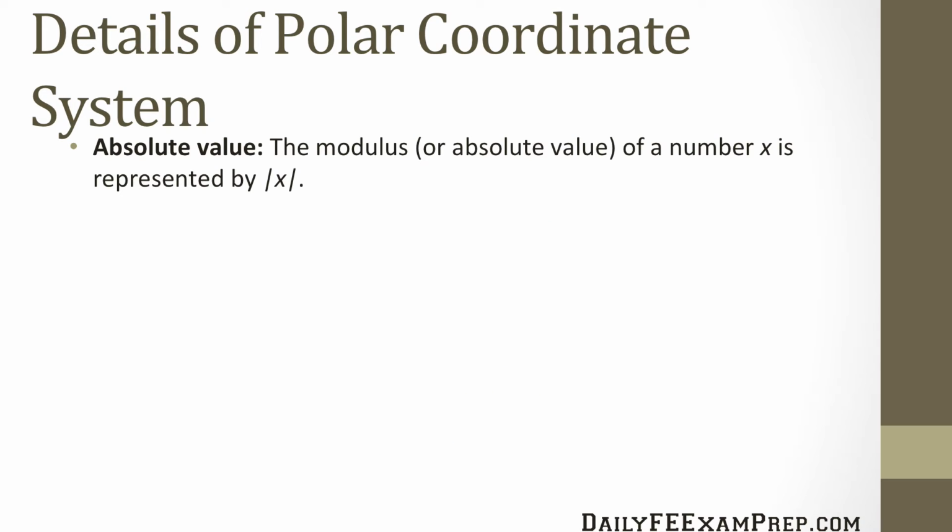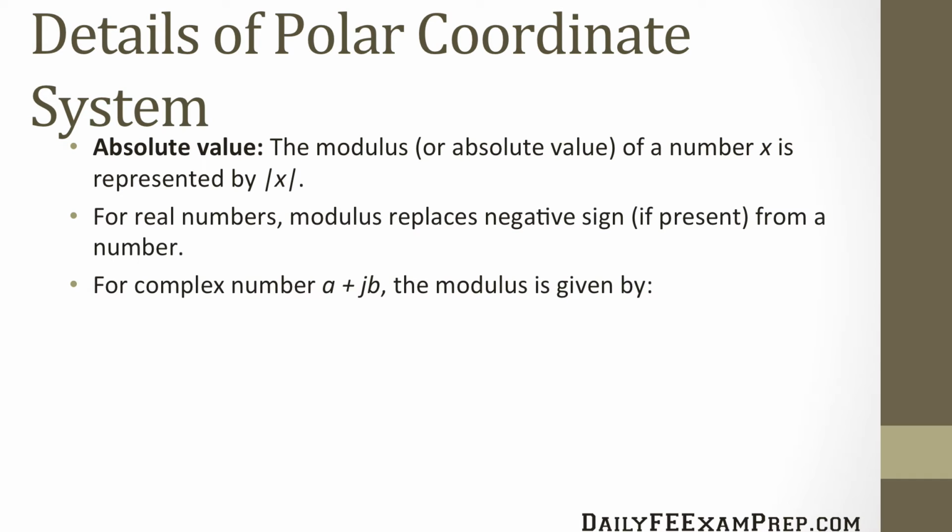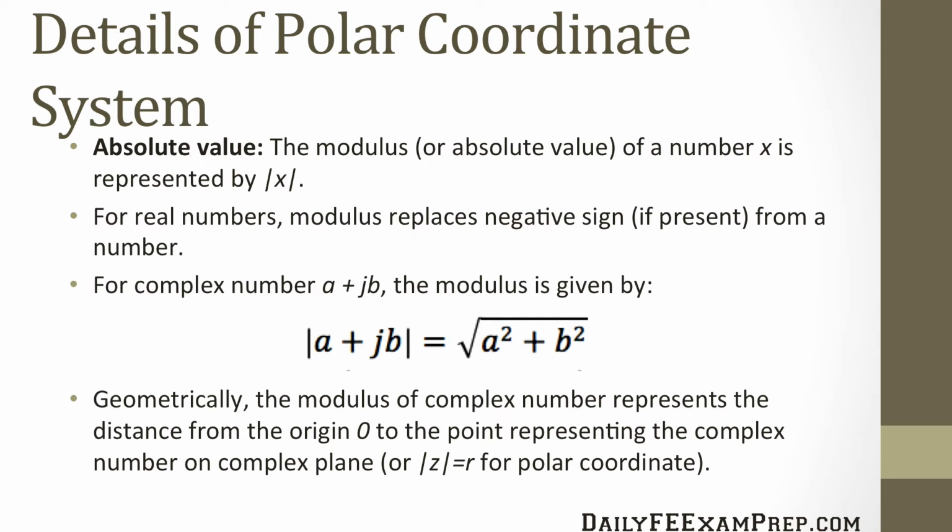So, absolute value. Now the modulus or absolute value of a number x is represented by the absolute value of x. For real numbers, modulus removes the negative sign if present from a number. For complex numbers, a plus jb, the modulus is given by the absolute value of a plus jb, which is equal to the square root of a squared plus b squared. Now, geometrically, the modulus of a complex number represents the distance from the origin 0 to the point representing the complex number on a complex plane, or the absolute value of z is equal to r for polar coordinates.